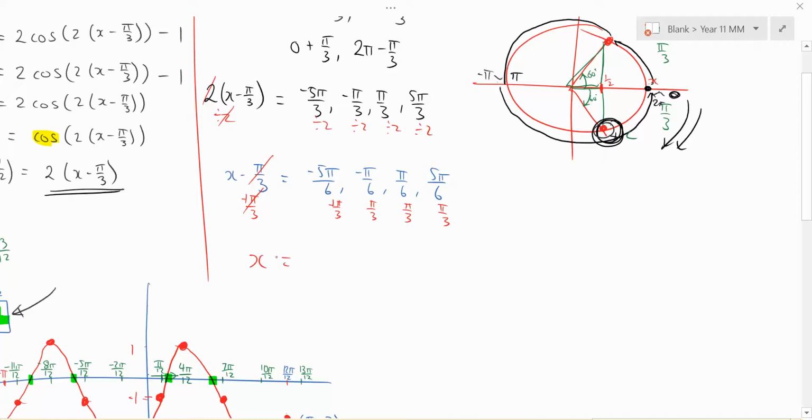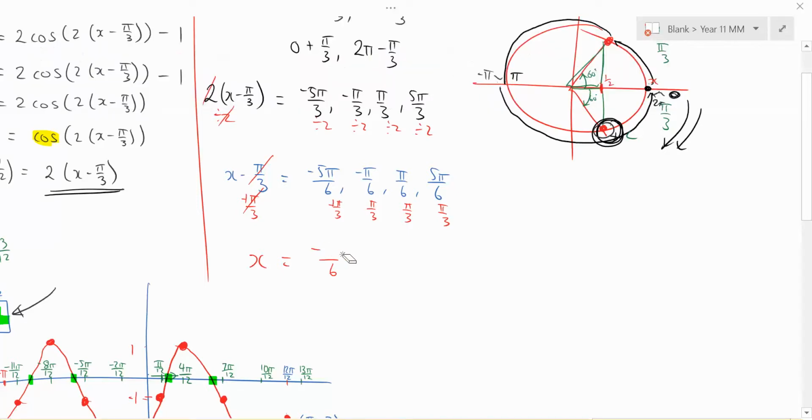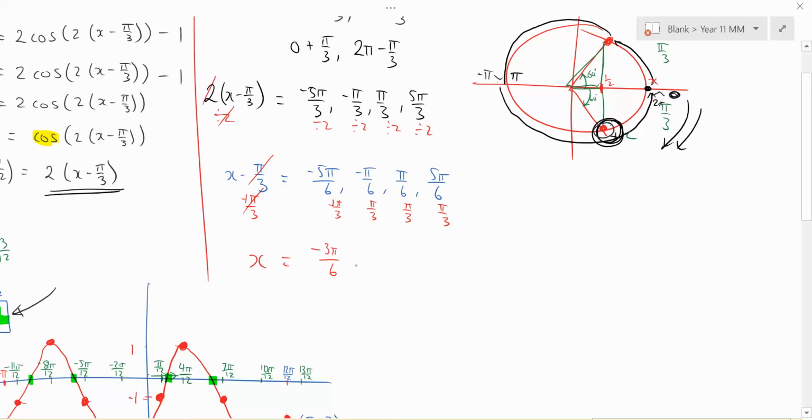So x is now equal to negative 5 pi on 6 plus pi on 3, which is the same thing as saying negative 7 pi on 6. Okay, because I'm doubling the denominator. So double 3 gives you 6 and double the numerator, so it's 2 pi. Whoops, it's not 7, it's plus. Whoops, my bad. It should be negative 3. So here we go, it should be negative 3. So I'm going to write down my answers here. Negative 3 pi on 6.